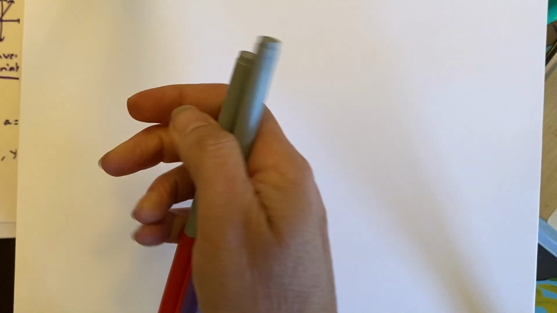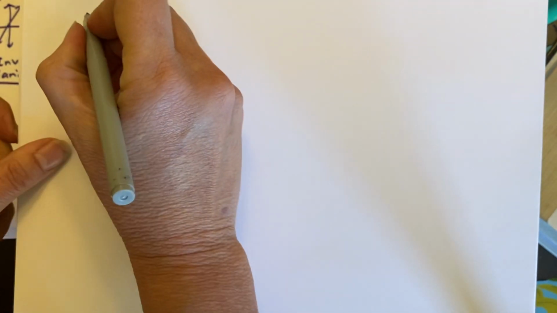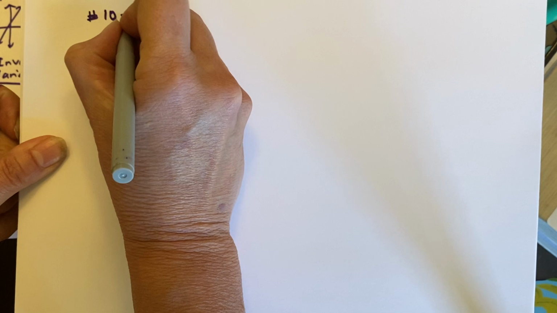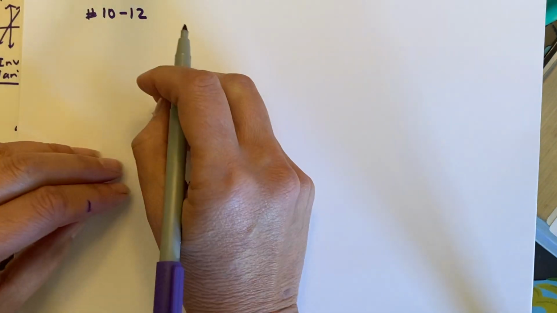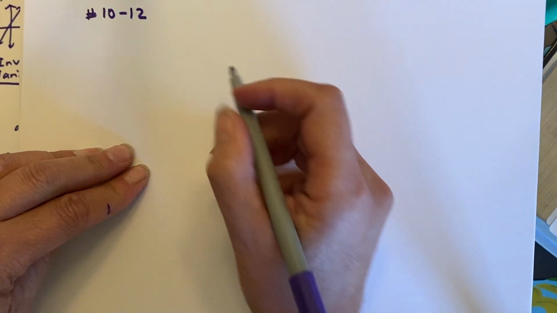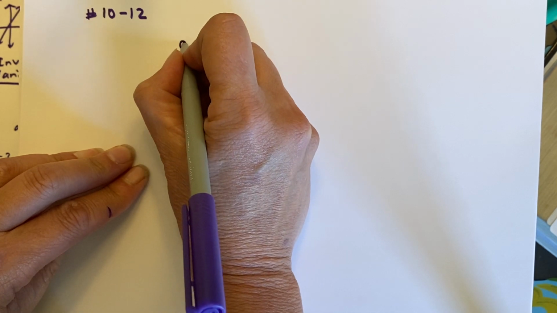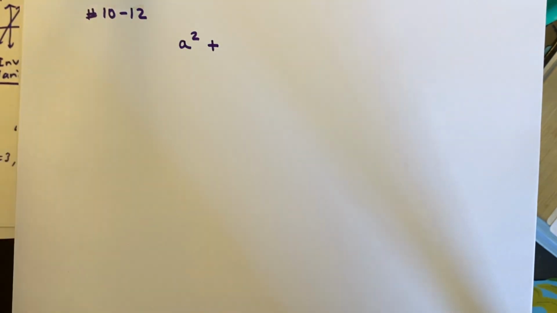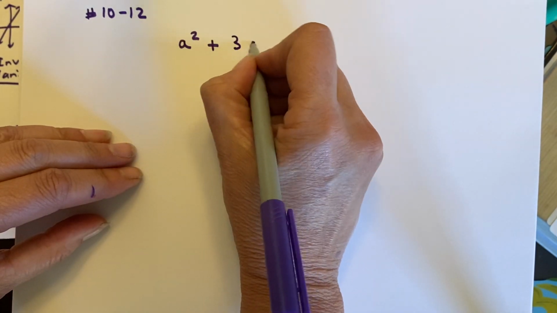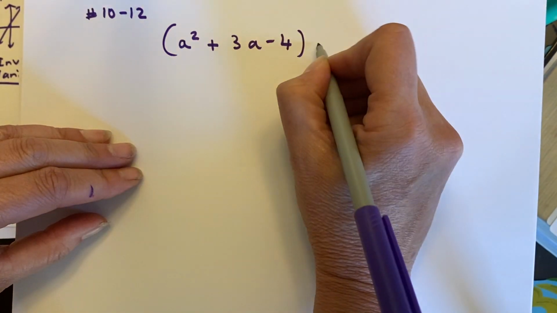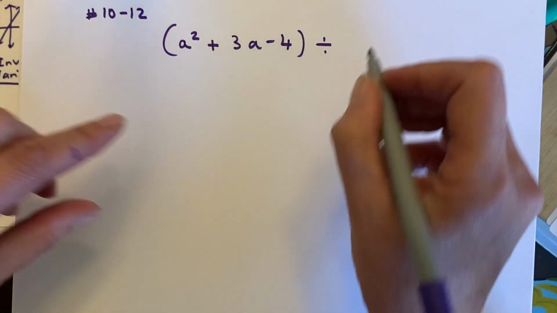And the last part for the quiz prep is numbers 10, 11, and 12. If you were looking at the quiz in the book, those are added on because I decided to make this a 12.1 to 12.3 quiz instead of just 12.1 through 12.2. So these are just going to be polynomial divisions. As an example of what I would be giving you, I'll be saying, can you divide a squared plus 3a minus 4 divided by a plus 1?